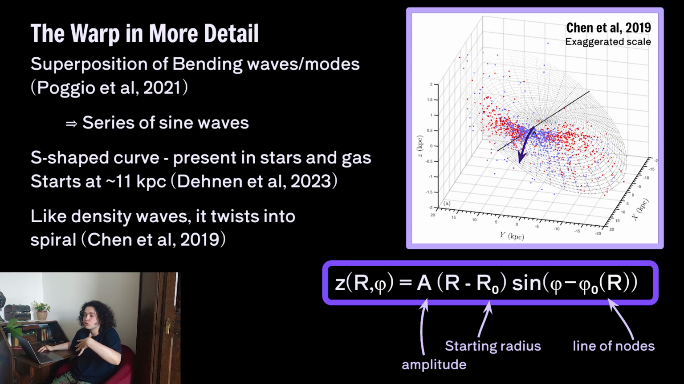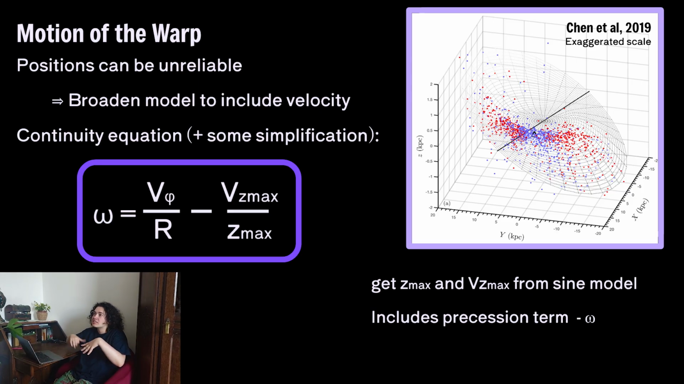If we want to shift it with respect to the sun, all we need to do is subtract an angle called the line of nodes. And that line of nodes is where the warp hits the midplane, so where it actually crosses the flat part of the disk, essentially.